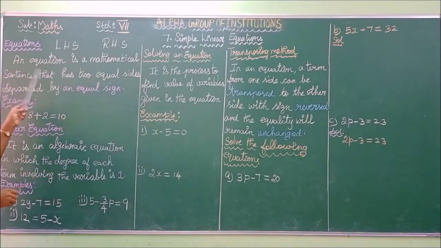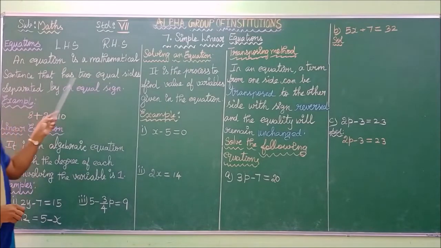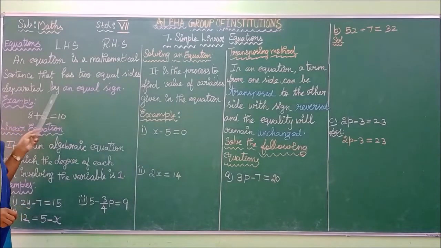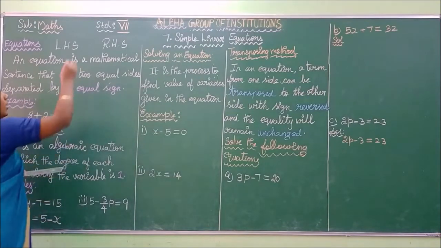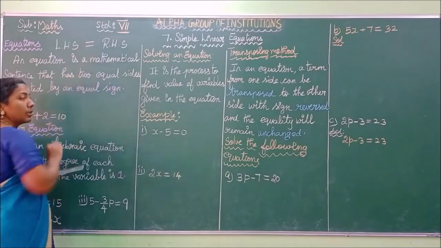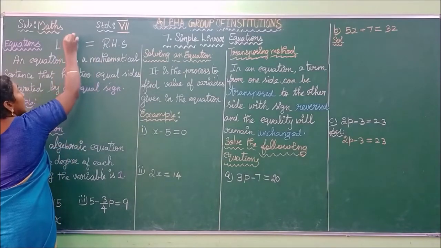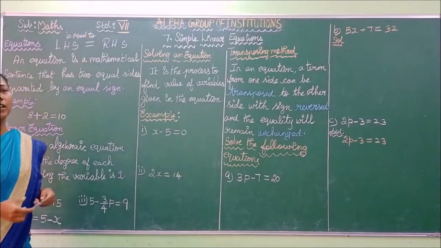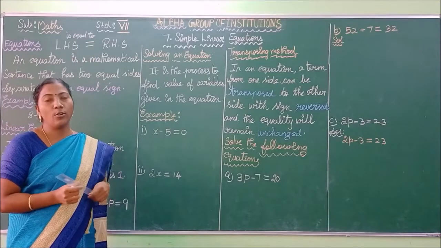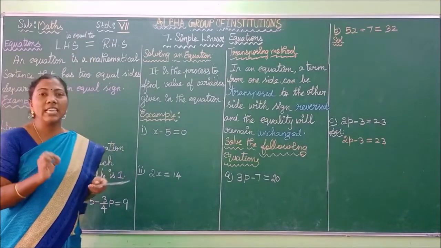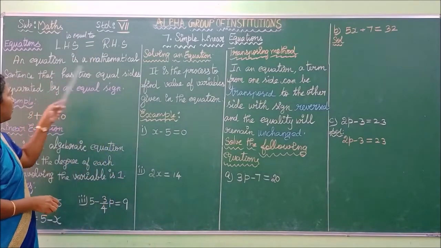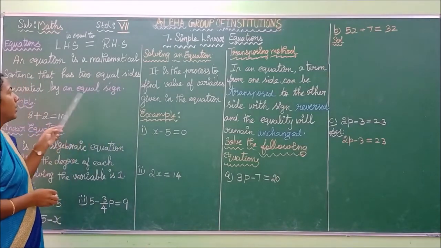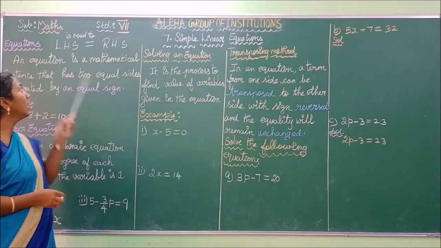And an equation is a mathematical sentence that has two equal sides, LHS and RHS, separated by an equal sign. What is meant by the equal sign? Like this, this is called the equal symbol. How do you read this? Is equal to. Many students read it incorrectly. Don't read it like that. You have to read it as is equal to. A mathematical sentence that has two equal sides separated by an equal sign, we call it an equation.